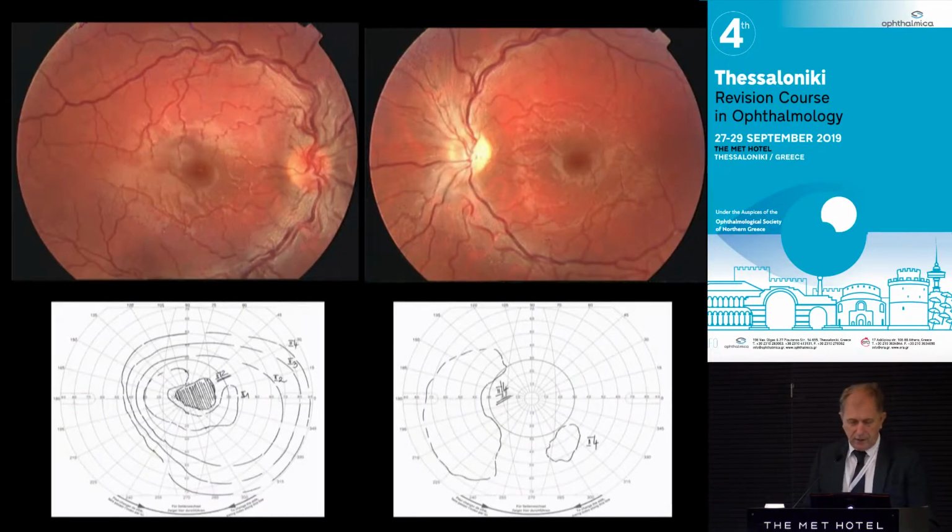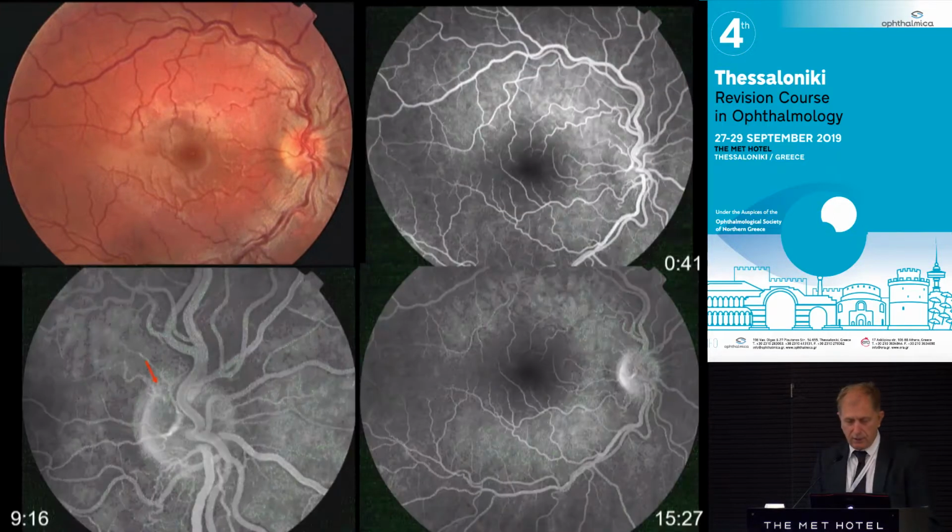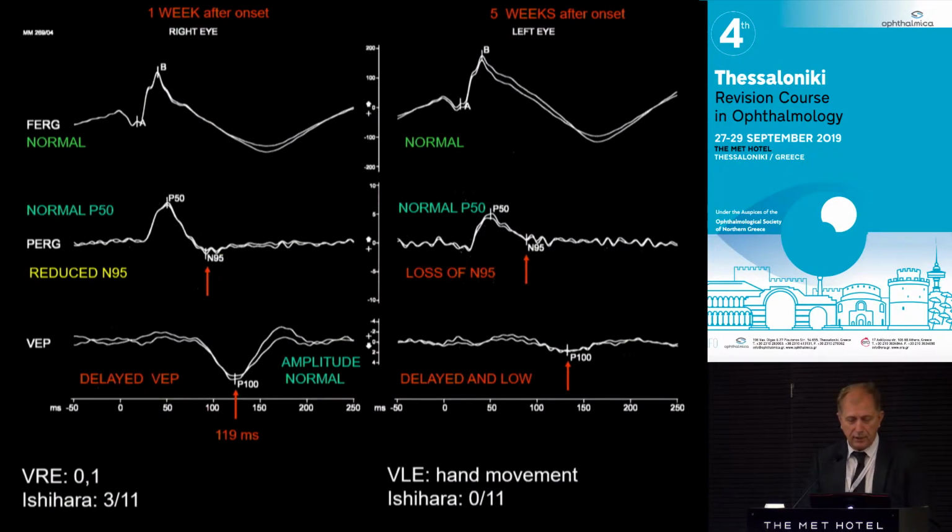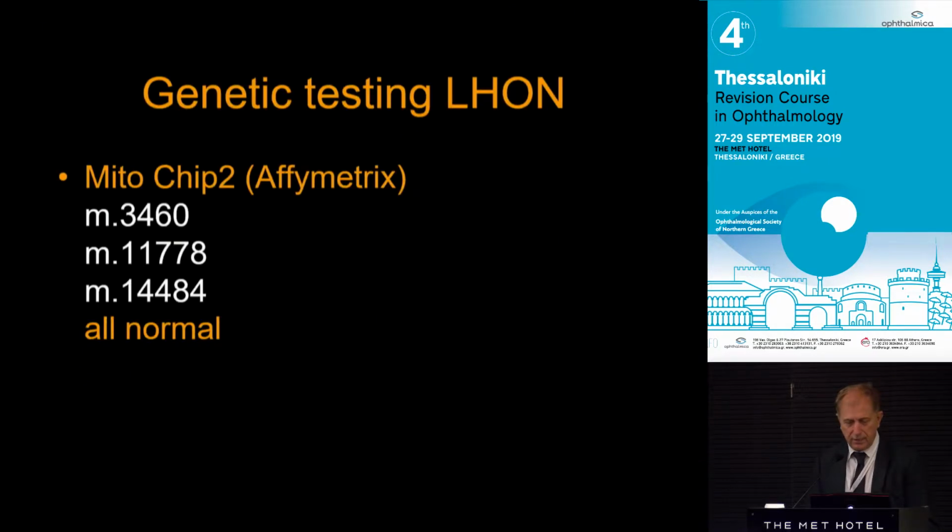So what you see here is the first eye that presented already has some atrophy, and this one actually with acute hyperemia of the disc, but these discs don't leak in fluorescein, and they show these telangiectatic vessels, which is the typical presentation of Leber's hereditary optic neuropathy. And electrophysiology showed again loss of N95 in early stages in pattern ERG, and VEP was reduced and delayed.